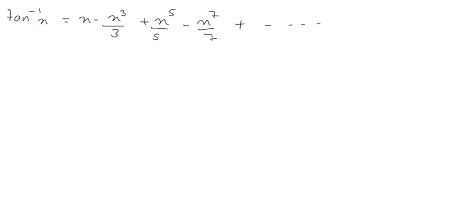Now moving further, tan inverse x square will be equal to x square minus x to the power 6 upon 3 plus x to the power 10 upon 5 minus x to the power 14 upon 7 plus so on.